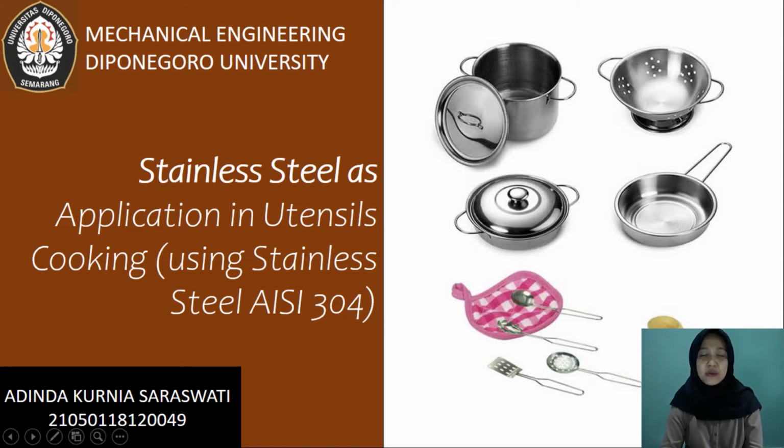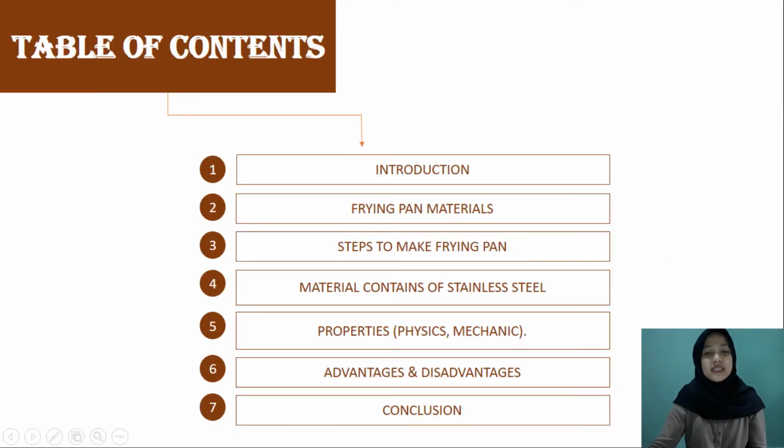So ladies and gentlemen, before continuing to my presentation, I'd like to share the table of contents that I'm going to present. The first is the introduction, the second is about the materials contained in a frying pan, and the third is the steps to make a frying pan. Fourth is stainless steel as a material for making a frying pan. Also, there are the material properties, both mechanical and physical, and then the advantages and disadvantages, and the last is the closing.